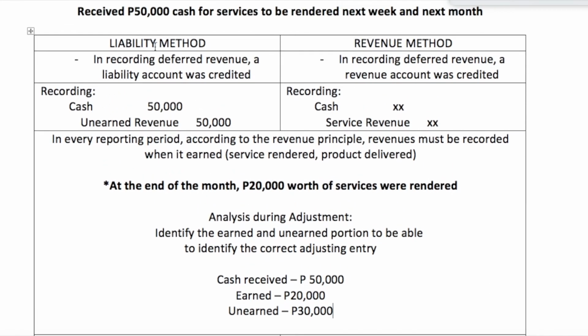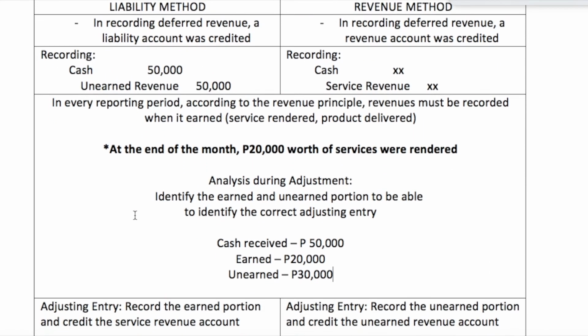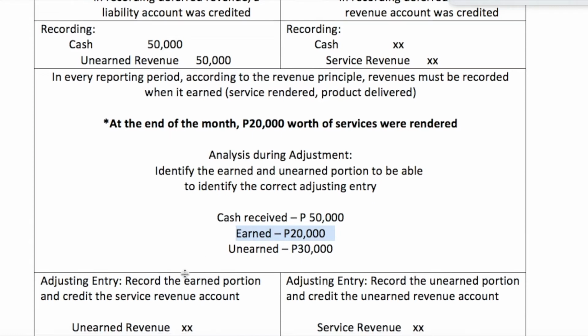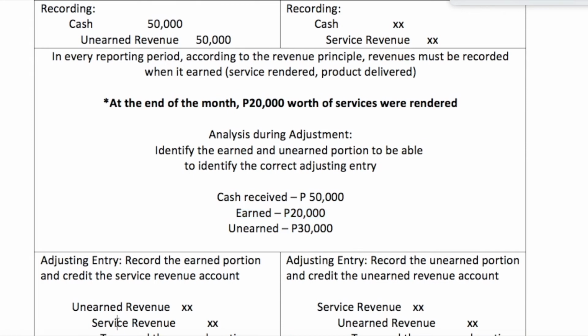Now, if you are using the liability method, your adjusting entry would be to record the earned portion. So meaning your amount would be this one, this is what you will record. Okay, how do you record an earned service? Earned service would mean that your revenue will increase, right? So your entry would surely be a credit to service revenue by this amount, 20,000.